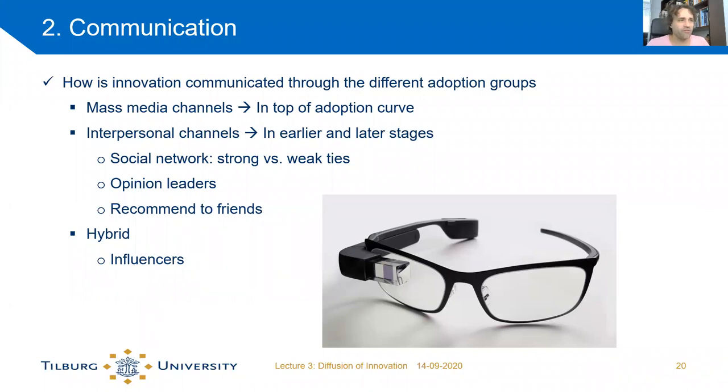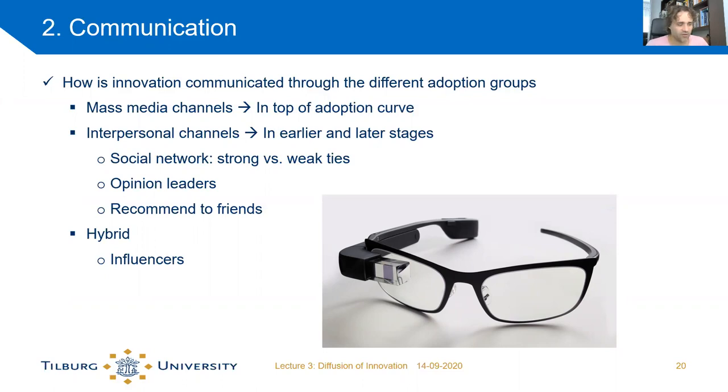Now you have many different types of interpersonal channels. So opinion leaders, your social network, friend recommendations, which are all different types of getting things recommended. Opinion leaders are people who are very important in a certain community, who other people look up to for adopting the specific innovation. Friend recommendations are word of mouth. It's one of the most important channels for adopting something or buying a product. And I'll come to hybrid later.